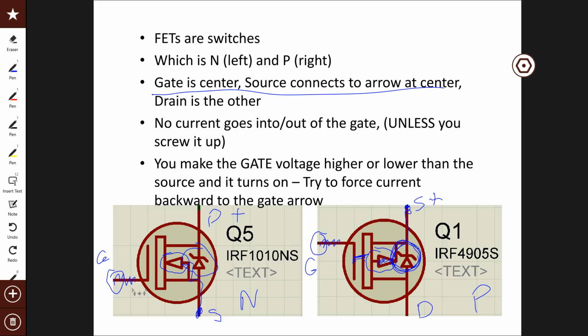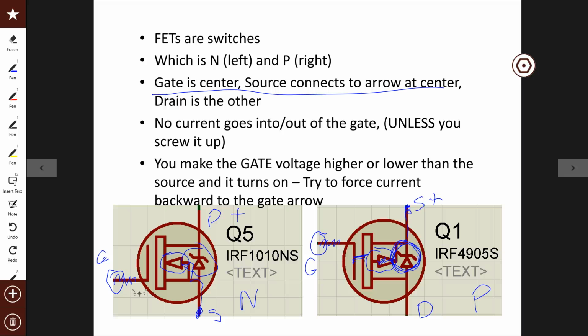The way you turn it on or off is you make the gate voltage, which you think of voltage as pressure if you want, you make the gate voltage higher or lower than the source. So you have to know where the source is. So over here on the left hand side, the source is on the bottom.